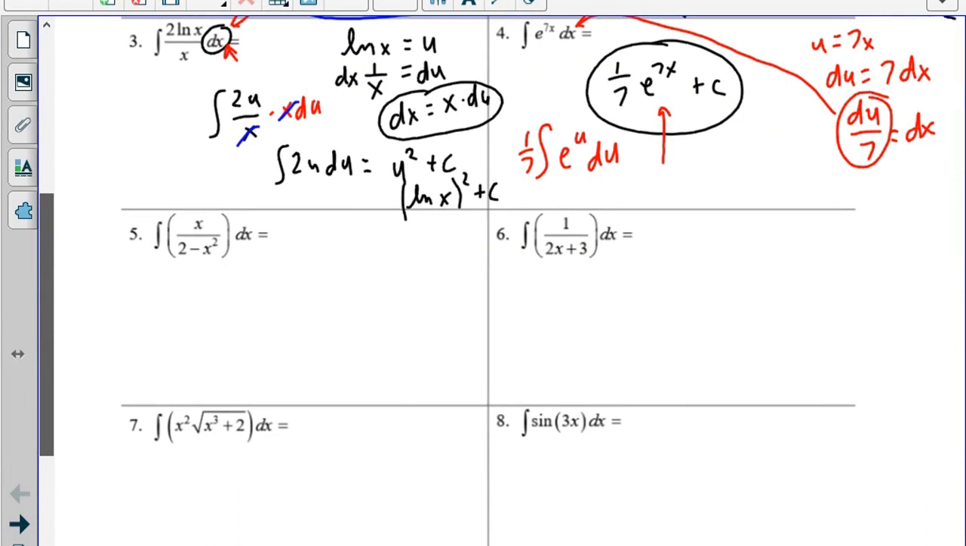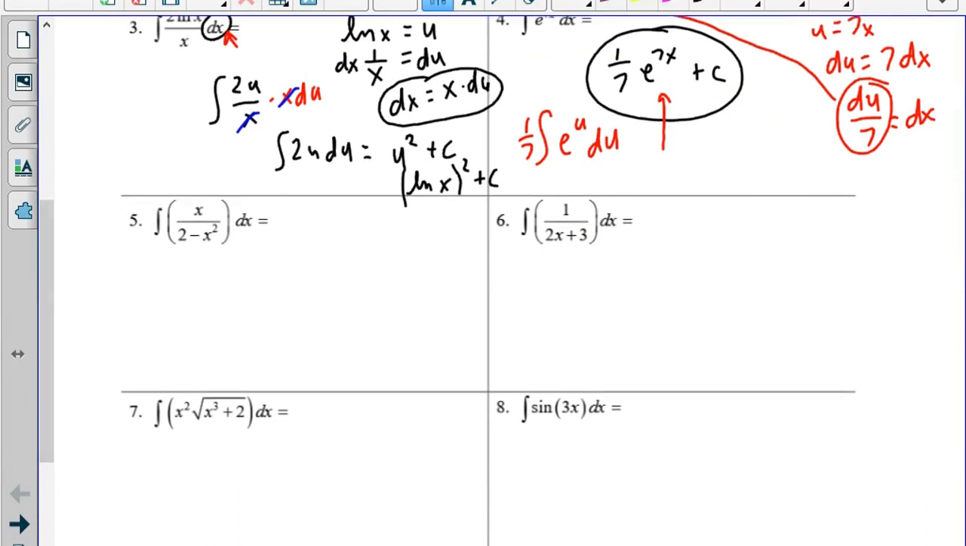Number 5, in this case, I'm going to try u equals 2 minus x squared. So du, the derivative of 2 is 0. This ends up being du equals negative 2x dx. Now notice that there was an x in the numerator. When I replace dx, I'm going to replace it with negative du over 2x. So what's going to happen is when I replace dx with du, I get a negative sign thrown in. I get a 2 in the denominator thrown in. But this x that was in the numerator is going to cancel out with an x in the denominator.